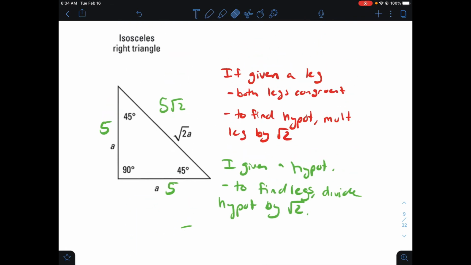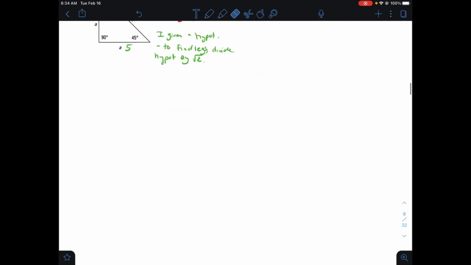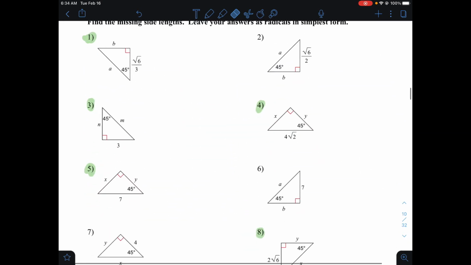So let's go ahead and try some of these problems. Now we are going to do them kind of out of order. I apologize. The worksheet didn't really go starting with easy ones to hard ones. I feel like they kind of started out with hard ones.